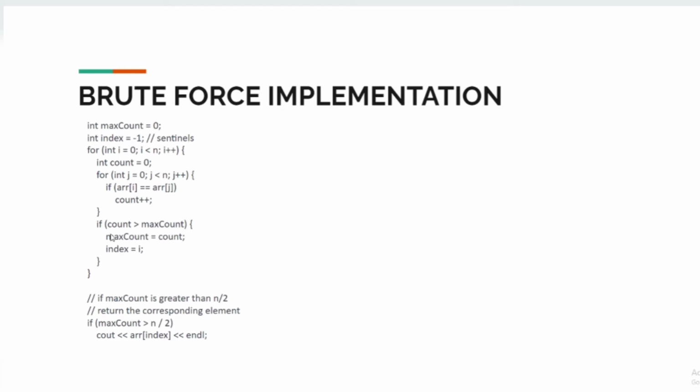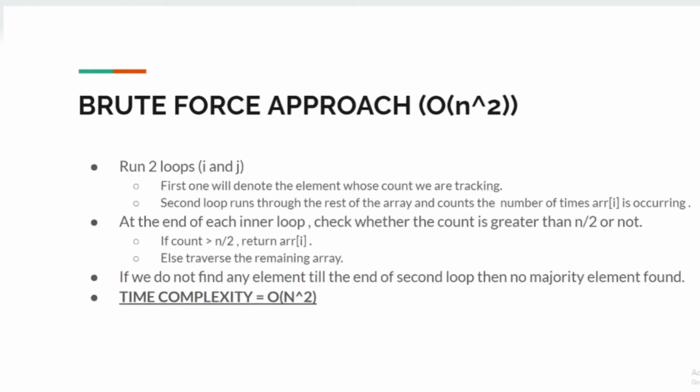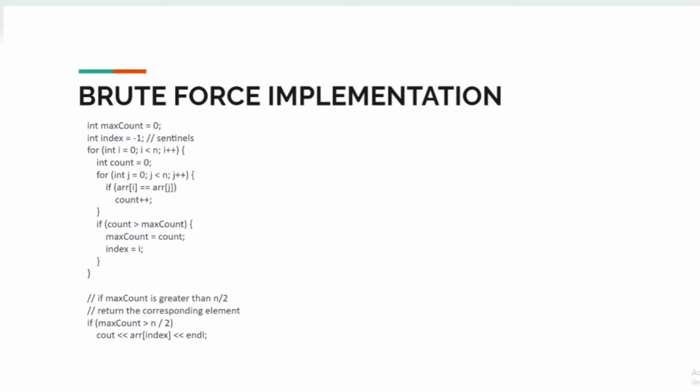At the end of the array, we will check if the maxCount is greater than n by 2. That is the element that is pointing to the maximum frequency in the array. If that frequency is greater than n by 2, that means we have found our majority element and we will return that element. So this was the brute force approach, the first approach that we are looking at in this problem.